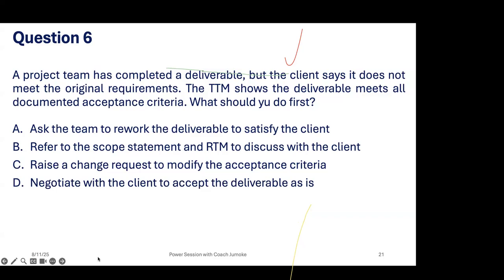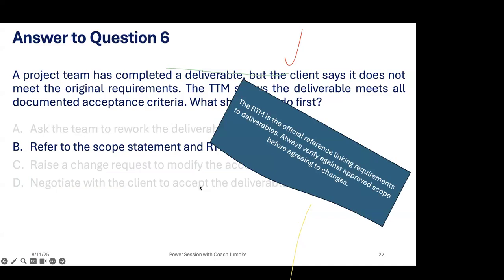So you have completed the deliverable, but the client says no, it does not meet the original requirement. Okay, so the answer, please. All right, so the answer is B. Refer to the scope statement. Because sometimes your client too can be very funny. So if you have a scope statement that has been accepted, it will form the baseline. So that becomes your reference.